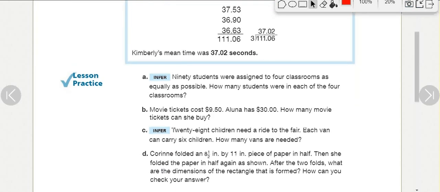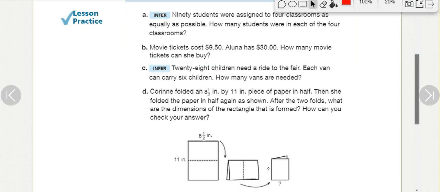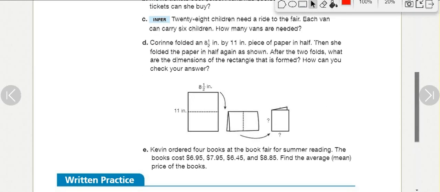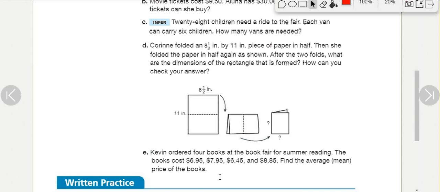Why don't you do C and D for me, please? Now, how about C and E? C and E. Let's do that.